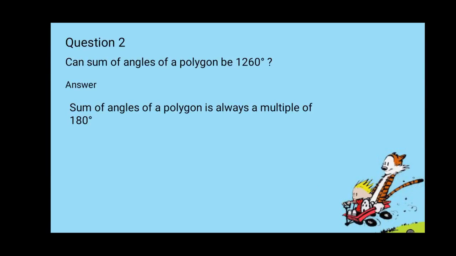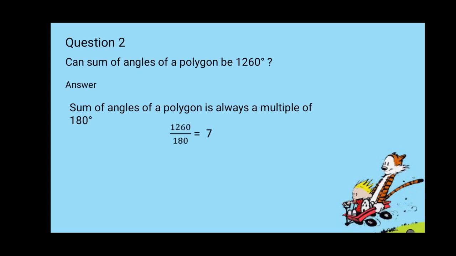Can the sum of angles of a polygon be 1260 degree? We know that the sum of angles of a polygon is always a multiple of 180 degree. For an n-sided polygon, we have the angle sum as (n minus 2) into 180 degree. That is a multiple of 180 degree. So, to find out whether 1260 degree is an angle sum of a polygon, we only need to check that 1260 degree is a multiple of 180 degree. So we divide 1260 by 180 and we get the answer as 7.